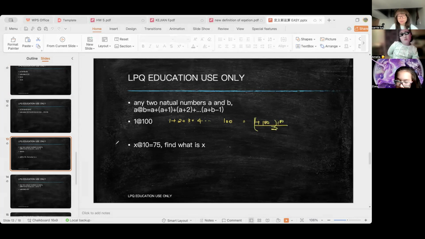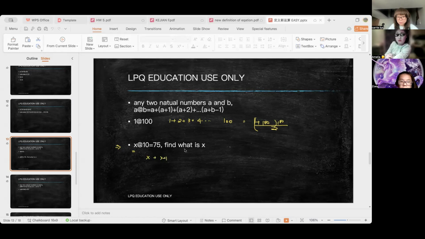Okay, so let's take a look at the next one. Next one is different, okay? So this time we don't know the number before the at, but can we create the equation ourselves? Zoe? So let's try to do that, okay? Just present like, I know the first one is x. The second one will be what?